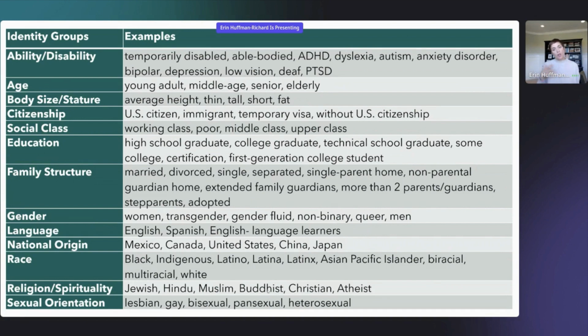And when your identity is perhaps part of a marginalized group, you become more aware of it. We also have age. This is obviously an identity that can change over time. Body size: average, tall, thin, fat, short, different ways that you may identify. Citizenship: are you a U.S. citizen? Are you an immigrant? What does that look like for you?